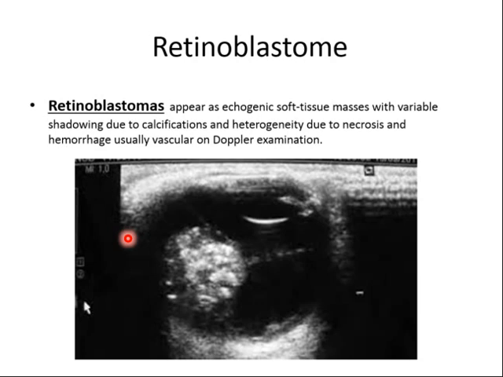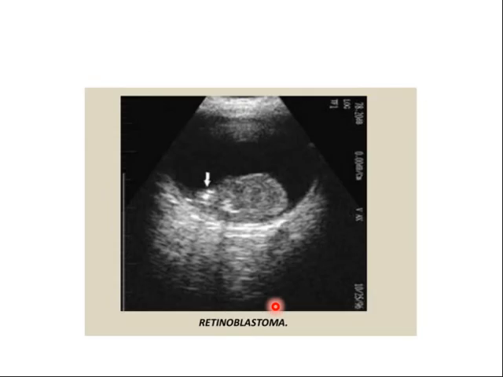Retinoblastoma is the most common primary malignant tumor of the eye in children. This also appears as an echogenic soft tissue mass with variable shadowing due to calcification and heterogeneity due to necrosis and hemorrhage, usually vascular on Doppler examination. This one shows calcification mostly. Also, we see retinal detachment with it, separated from the disc. Here also retinoblastoma with some calcification inside causing shadowing.